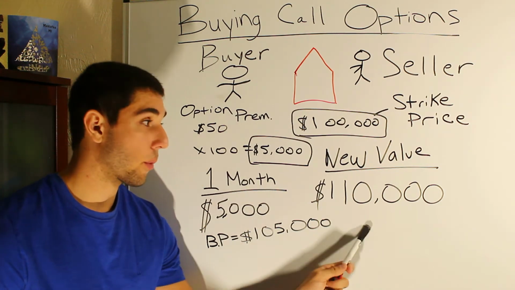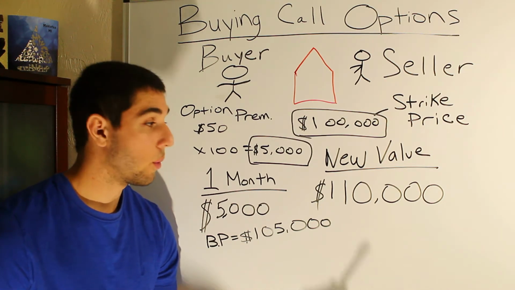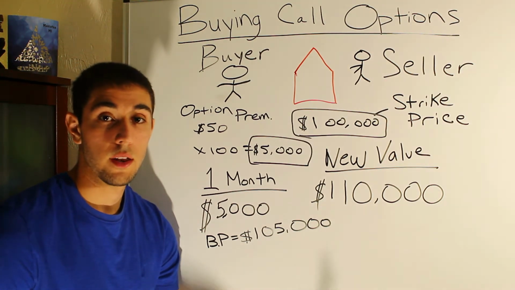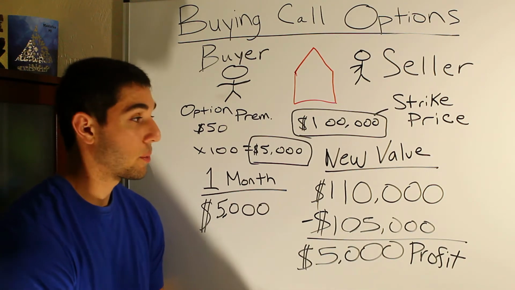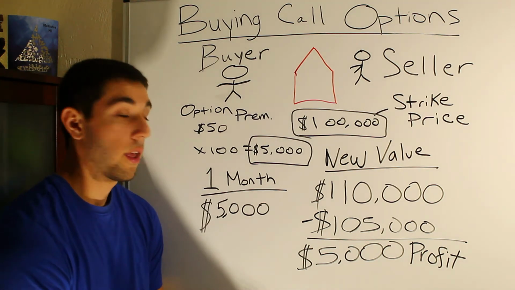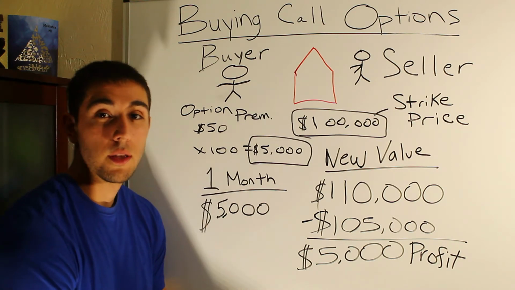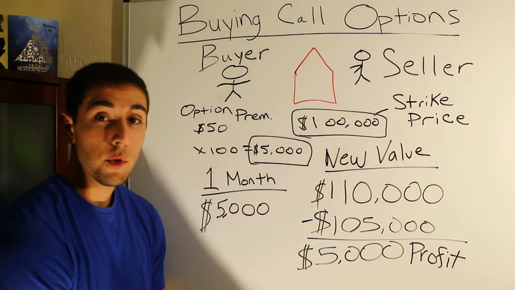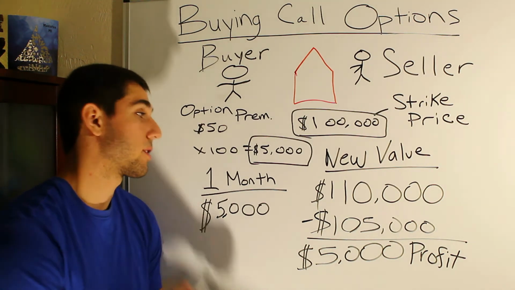And that's what I'm going to show you right here from the new value of the store. When they add new dining areas, what's going to happen to the price that you get? Now what you're going to get is $5,000. How did I get this? I subtracted the break-even point, the premium plus the strike price, from the value of the store at the end of the month. And what that told me is that you made $5,000 profit off of investing $5,000 in that option.